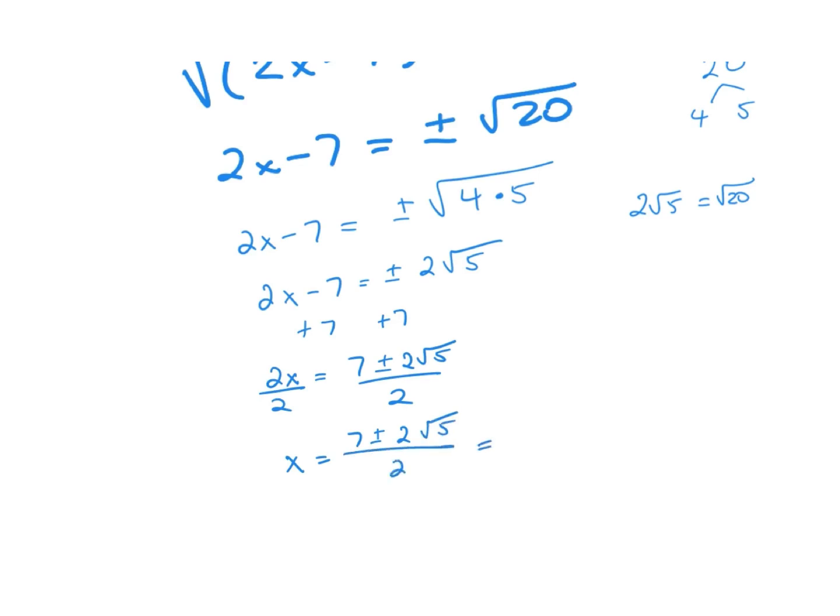You could even take that a step further, and you could separate it into 7 over 2 plus or minus 2 times the square root of 5 over 2. The 2's then simplify, and you end up with 7 over 2 plus or minus the square root of 5. So that's something if you want to take it a little step further. If you did leave it as the square root of 20, that's okay as well. We're going to continue working on that skill of simplifying it down further, but that'll be later on.